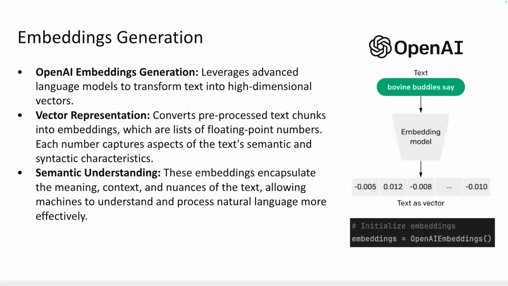The next step is the embedding generation itself. This involves turning the text into a format that machines can interpret beyond just mere characters. It's turning into high-dimensional vectors. Each vector is a numerical array where individual elements, floating point numbers, represent the semantic nuances of the text that we were talking about earlier.